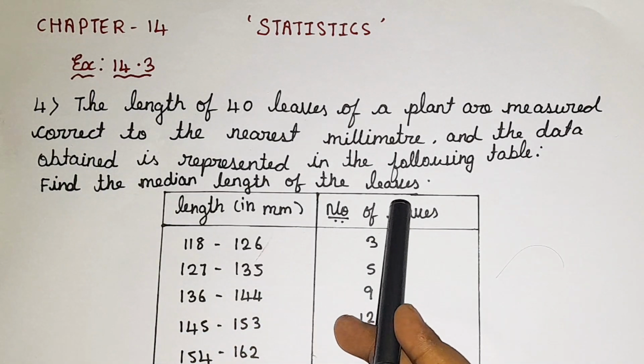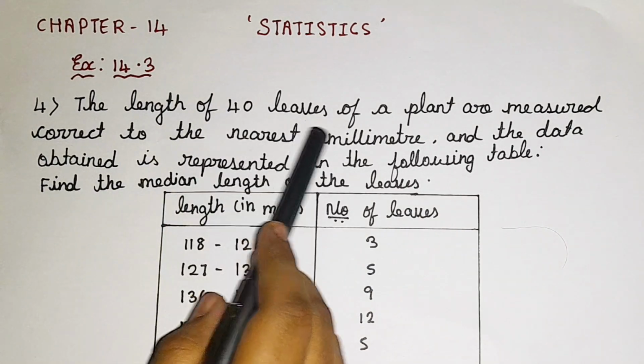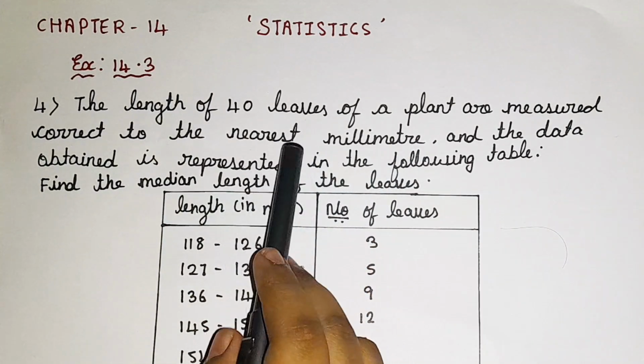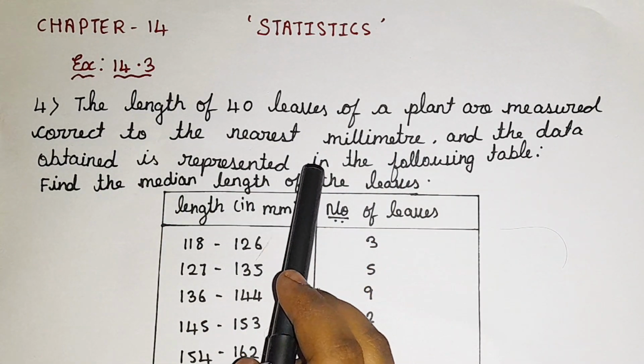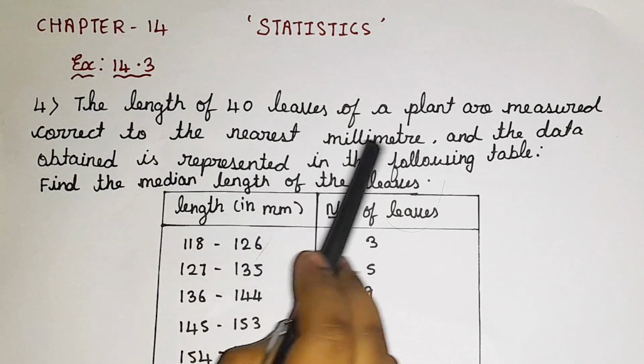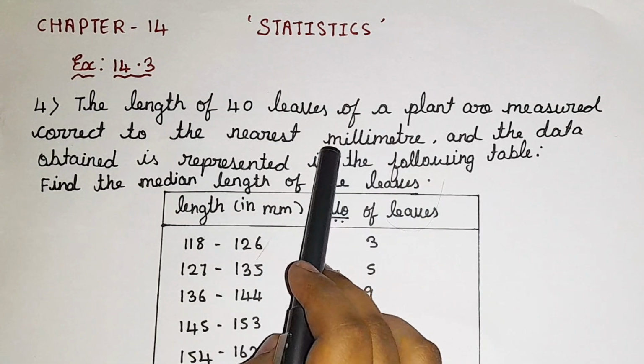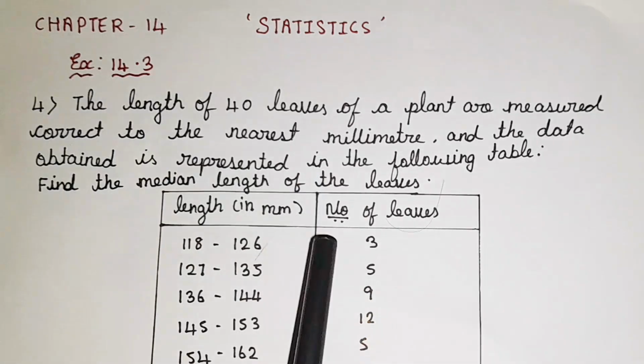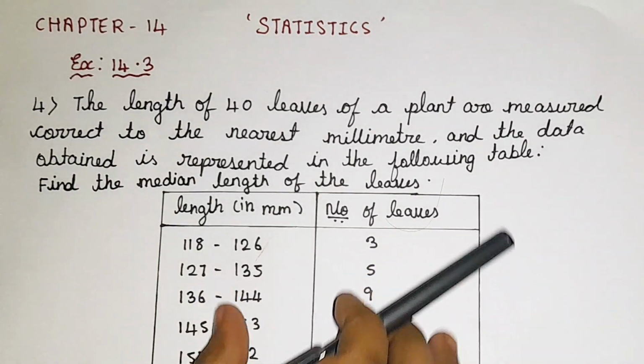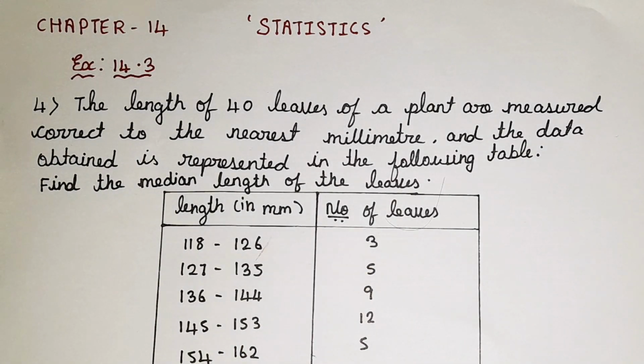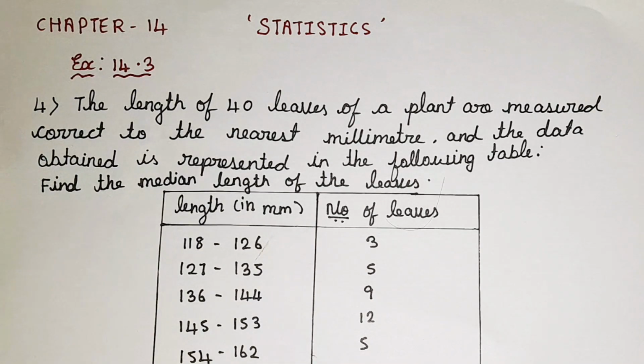Of course, you guys know there are 40 leaves in a plant. So they are just collecting the data about the leaves. They are just measuring the length of the leaf in millimeter. That is represented right over here in this table. So we are supposed to find the median.